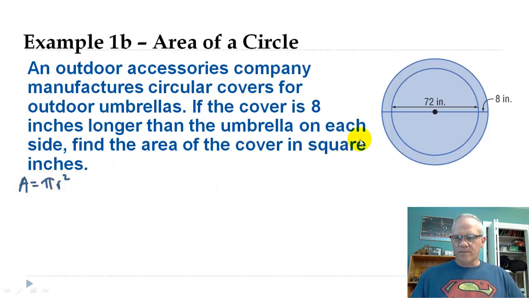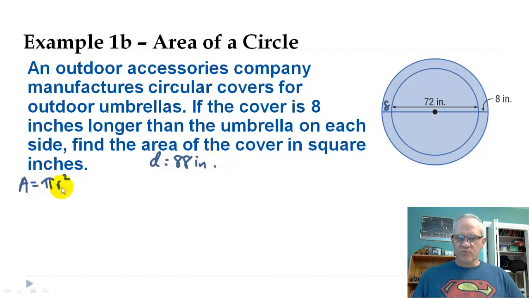Remember the cover is this outer circle here. It said the cover is 8 inches longer on each side. So you've got an extra 8 inches here, but you also have an extra 8 inches over here. So we have to add all of these up together. 72 plus 8 is 80 inches, plus another 8 would be 88 inches. That whole distance all the way across is the diameter, right? So the diameter is 88 inches.